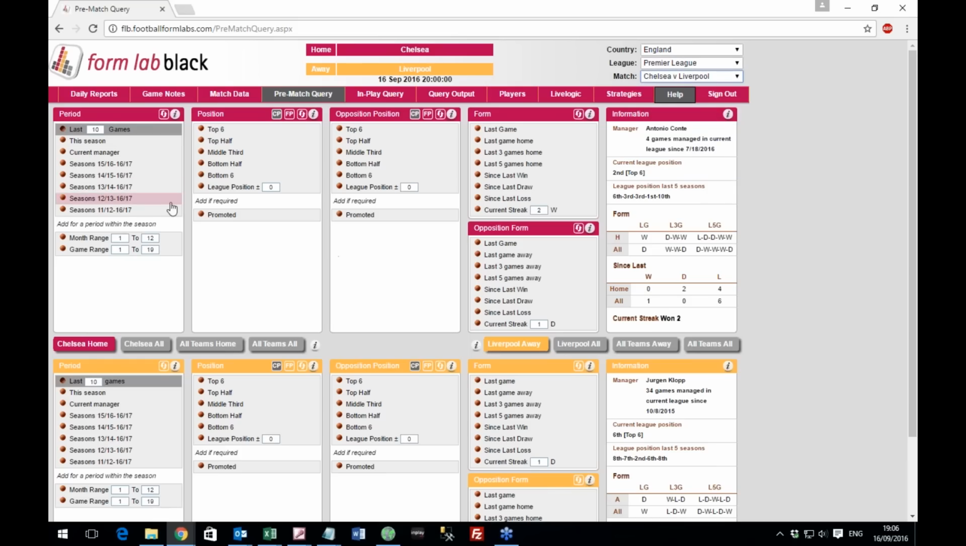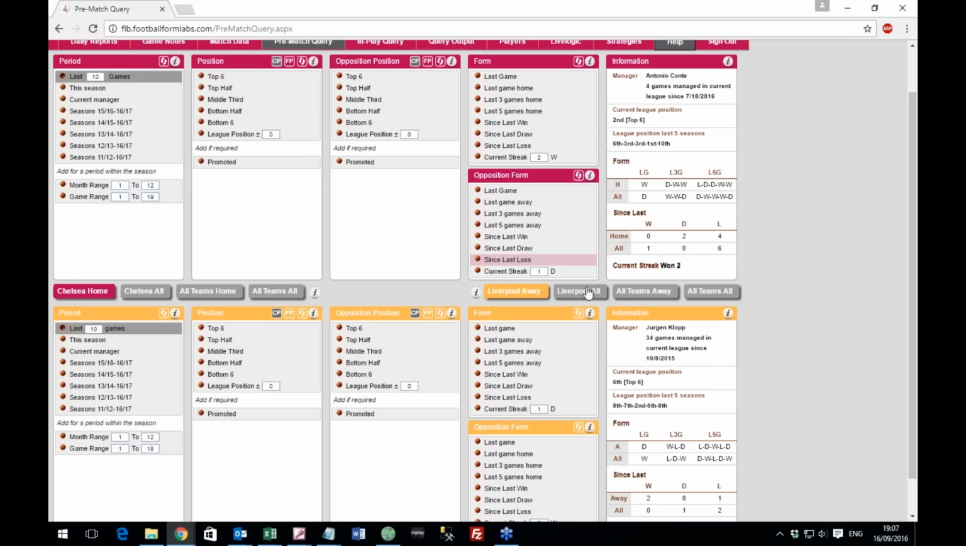There are a lot of inputs you can put in here. The first one is period, the second one is position, so that's about the team that you're looking at straight away. So at the top it's the home team, at the bottom it's the away team. Opposition is the opposition, so this is Liverpool and this is Chelsea. Form is how they've done in the last X number of games or when they've been on a similar streak, and the same for the opposition as well.